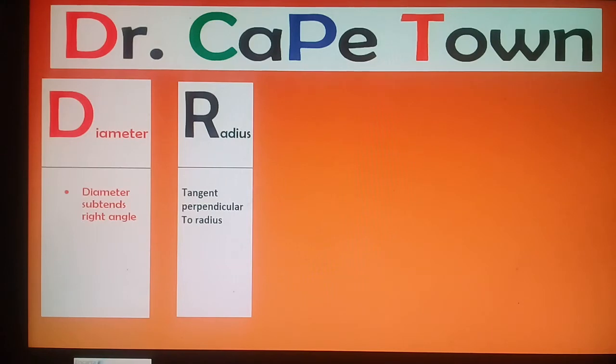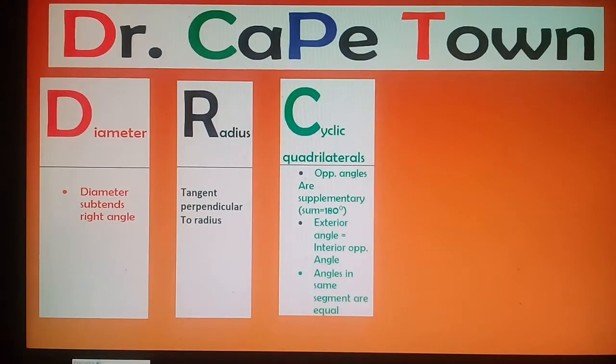Now let us move on. C. What does C stand for? Cyclic quadrilateral. In a cyclic quadrilateral, we're looking for three things. Opposite angles are supplementary, meaning they add up to 180, and the exterior angle equals the interior opposite angle. And the third one, angles in the same segment are equal. It means whenever they talk about a cyclic quad, we have to remind ourselves immediately of those three facts.